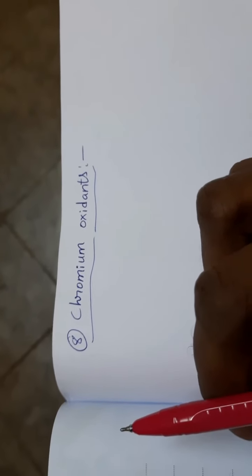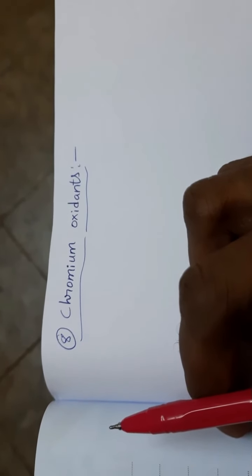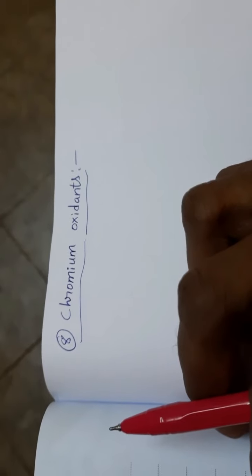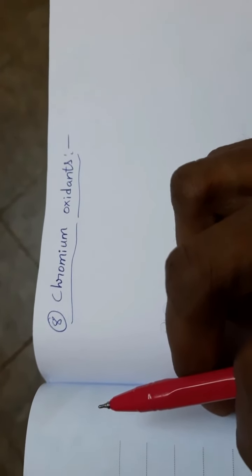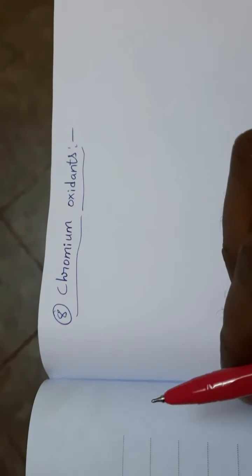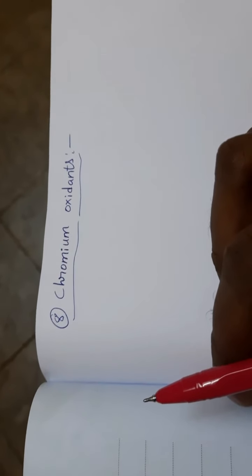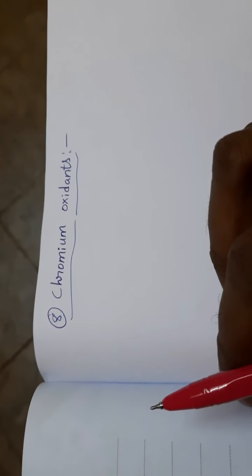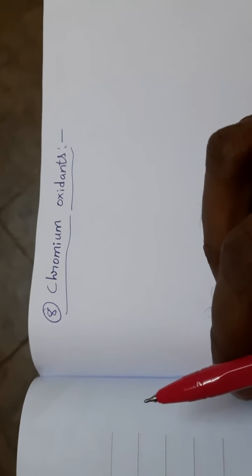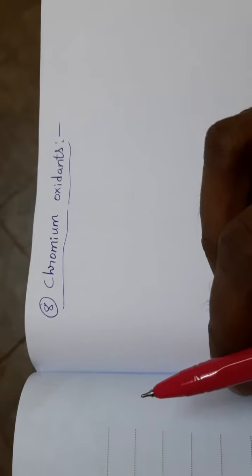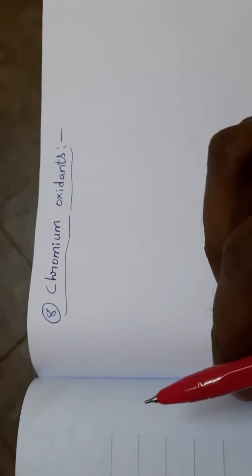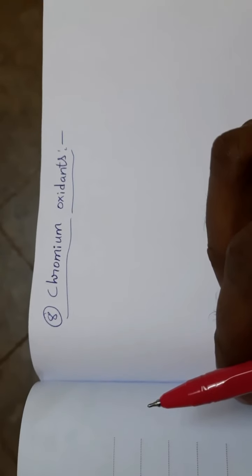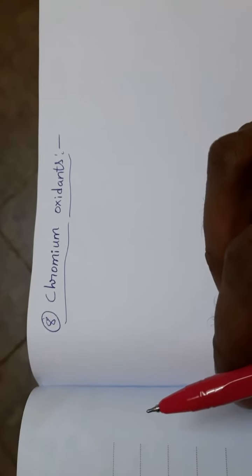Now, various types of oxidizing agents can be obtained from chromium. Those are K2Cr2O7, potassium dichromate in dilute sulfuric acid, Jones reagent, Corey's reagent, Sarett reagent, Collins reagent. In all these reagents, chromium compounds are present. So, these chromium oxidizing agents are very useful for examination purpose, board exam and also competitive exams.